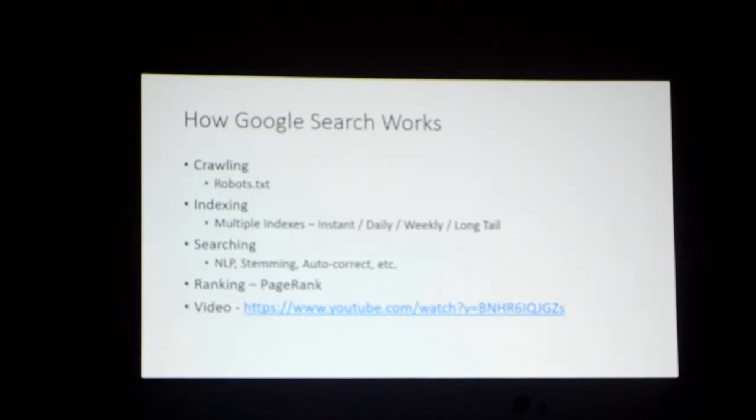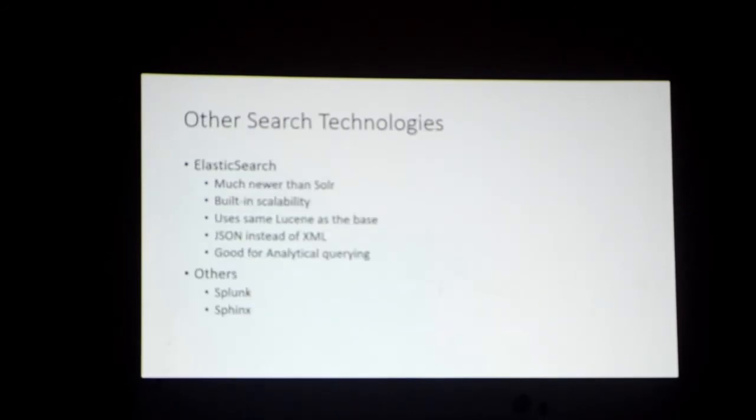There's a small video we won't go through, but you can see how Google search works, a non-technical view of how Google works, right? And then quickly, Elasticsearch is sort of the new kid on the block. It's again built on the same Lucene architecture, but it just tries to do everything from scratch. And has sort of built-in scalability, and it uses only JSON instead of XML, because Solr has XML, JSON both, but primarily XML, you saw all the schemas, and JSON is sort of the new, more lightweight notation now.